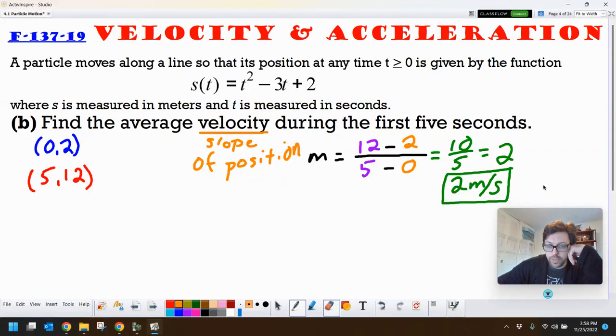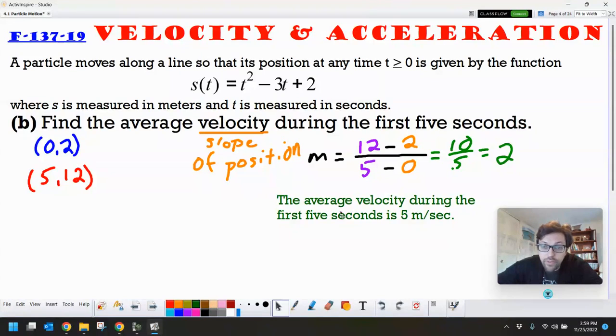I'm going to clean this up a little bit. The average velocity during the first 5 seconds is 5 meters per second. Do we always need to write those sentences? No, but it is kind of nice to be in that habit should they be looking for that.